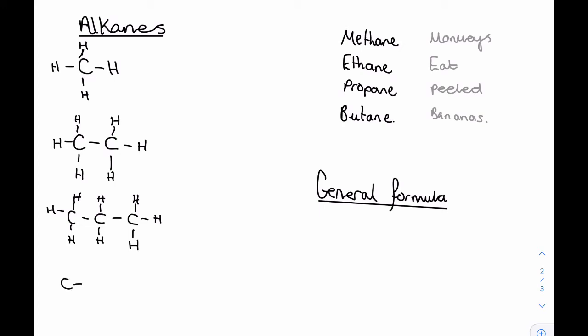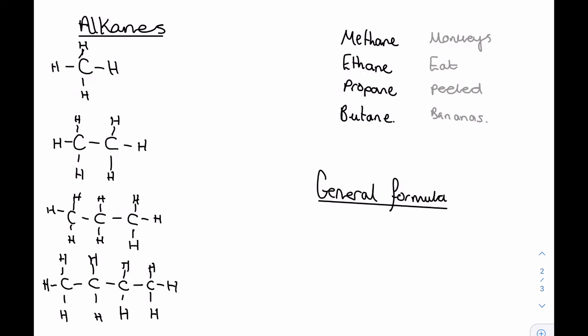Now there's plenty more of these. You only need to know about the first 4 and the names of the first 4, but they can go up to lots and lots of carbons in a chain. These are all different types of alkanes, and they all have names and their properties are different. Now we're not going to look at the properties in this video, but in future videos you can look at the properties of them.